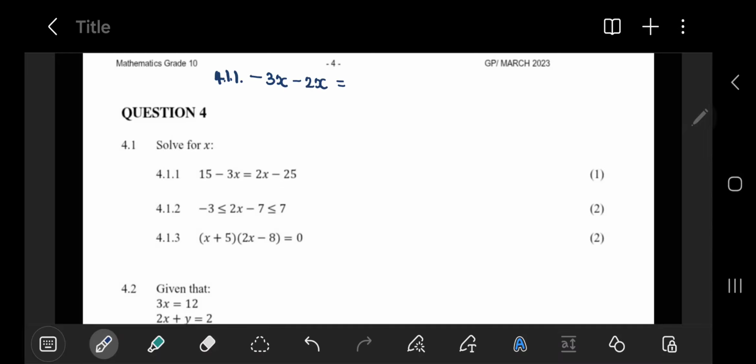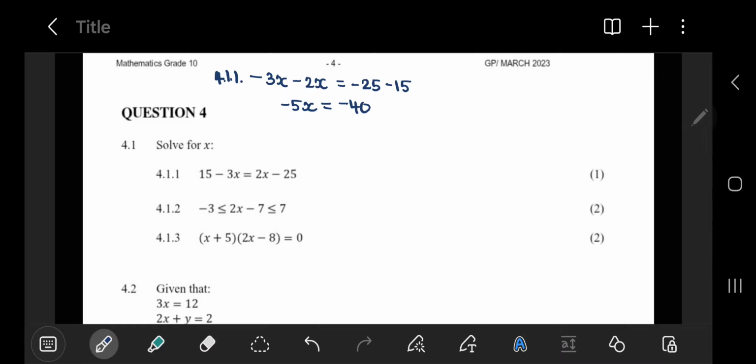And let's take all of our constants over to the right. At the moment, we've got a negative 25 on the right. When this 15 goes over to the right-hand side, it becomes negative. Remember, whenever you take a term over the equal to, so to the other side, the sign changes. Now on the left-hand side, minus 3x minus 2x gives us minus 5x. On the right-hand side, negative 25 minus 15 is going to be negative 40.